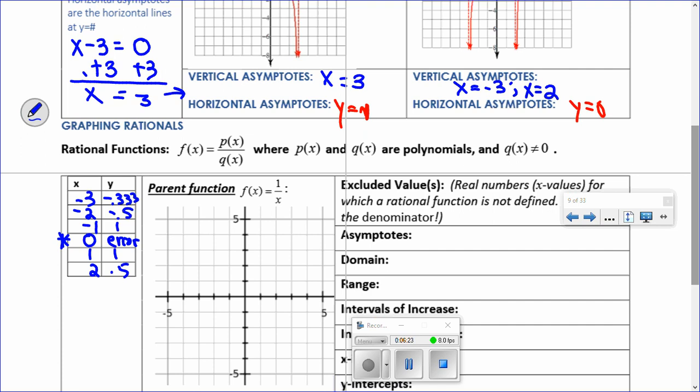Now, on the left, I'm going to go left 3 down 0.33. Left 2 down 0.5. Left 1 down 1. Oh, did I do it right? Let's make sure I did that correctly. Yes. So this should be -1. My bad. Okay. And then the points get ever closer and closer to this y-axis.